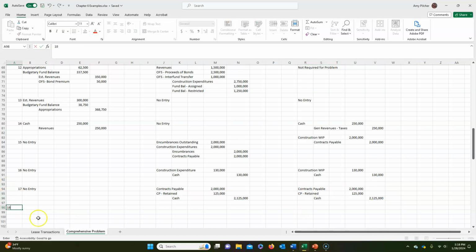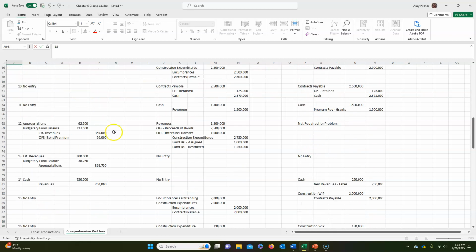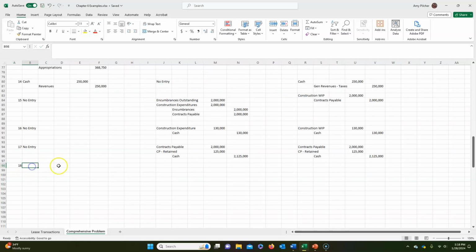18. The April 1st debt service payments are made. So we have expenditures, interest of $62,500, expenditures, principal of $250,000, and cash of $312,500.